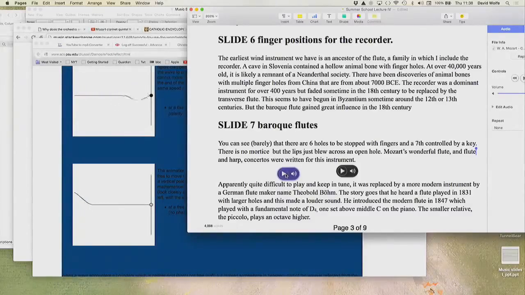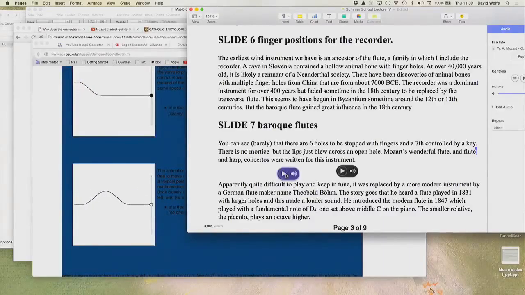Apparently, the Baroque flute is what one used originally to play that in Mozart's time, and this concerto and his flute concerti were made for that instrument. They were apparently quite difficult to play.